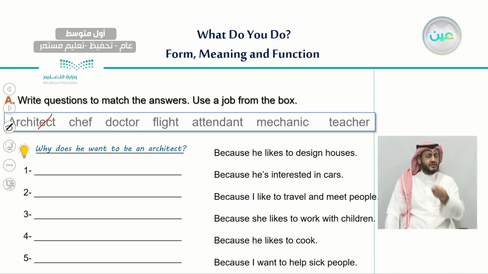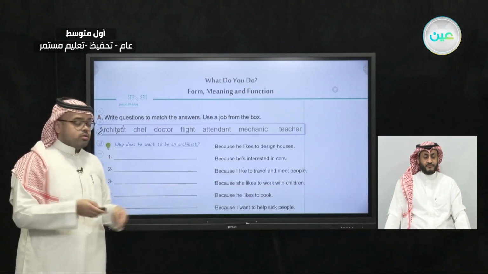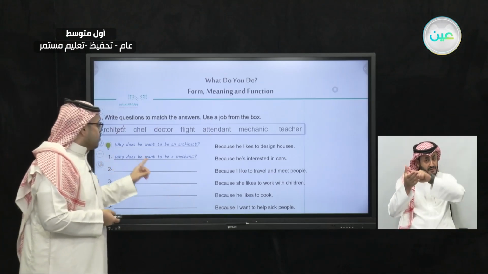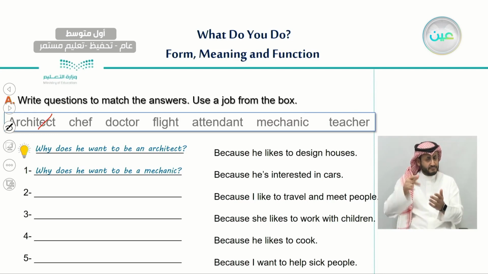So for the example, we already used an architect. So what about the rest? Chef, doctor, flight attendant, mechanic, and teacher. What kind of job has the activity of being interested in cars? Very good. Yes, it is mechanic. So the question will be, why does he want to be a mechanic? So here we're going to cross mechanic. Now let's move on to number 3.